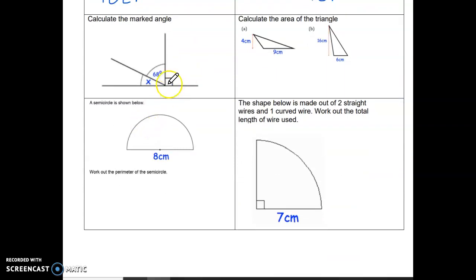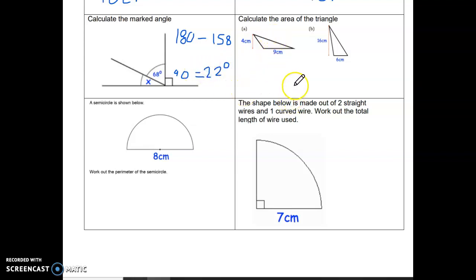So there we go, a bit of angles then. Calculate the marked angles. We've got a straight line, so that's 180 degrees. And we're going to take away, so we know that's 90 because it's a right angle. So 90 plus 68 is 158. So 180 take away 158 leaves us with 22 degrees. So x is 22 degrees.